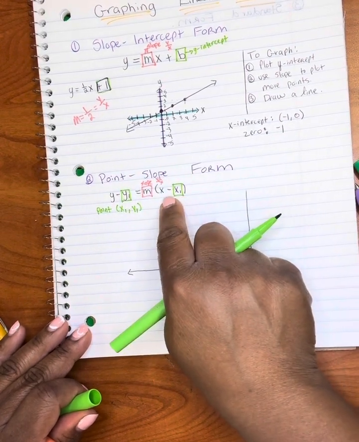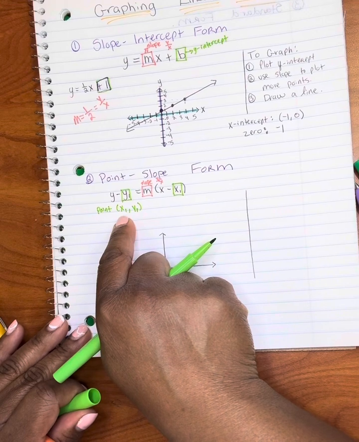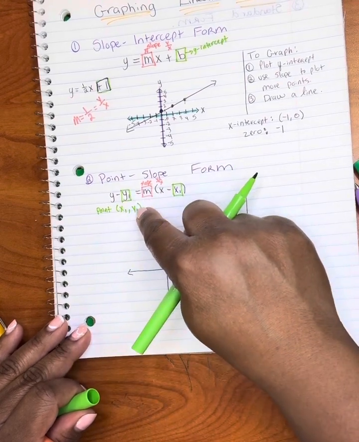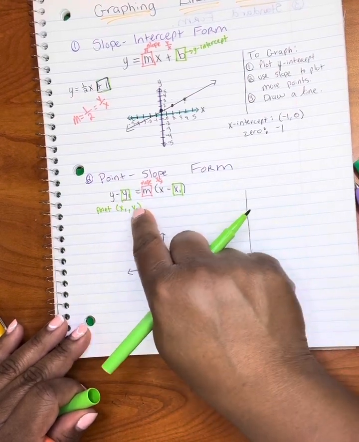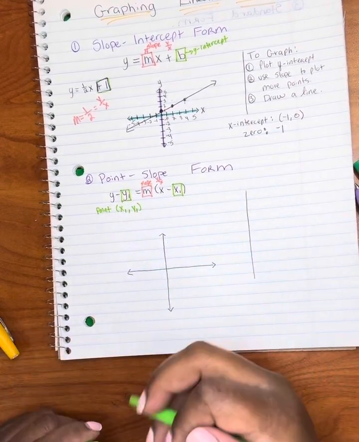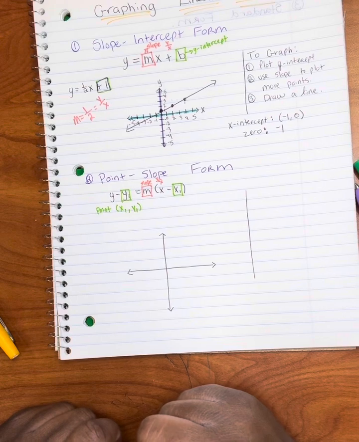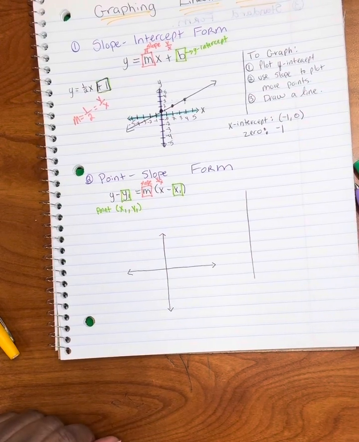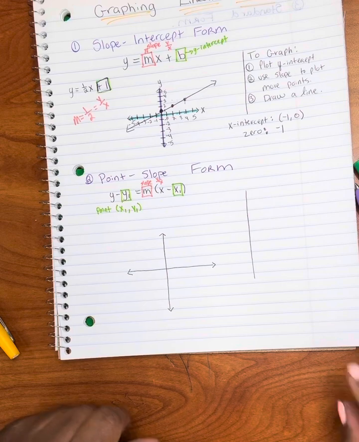Notice this x1 is a negative x1, but what we wrote was positive. And notice that the y1 is negative, but we wrote positive. So it's always the opposite sign of what we see for this point in point slope form. So in order to graph it, we're gonna first plot our point.